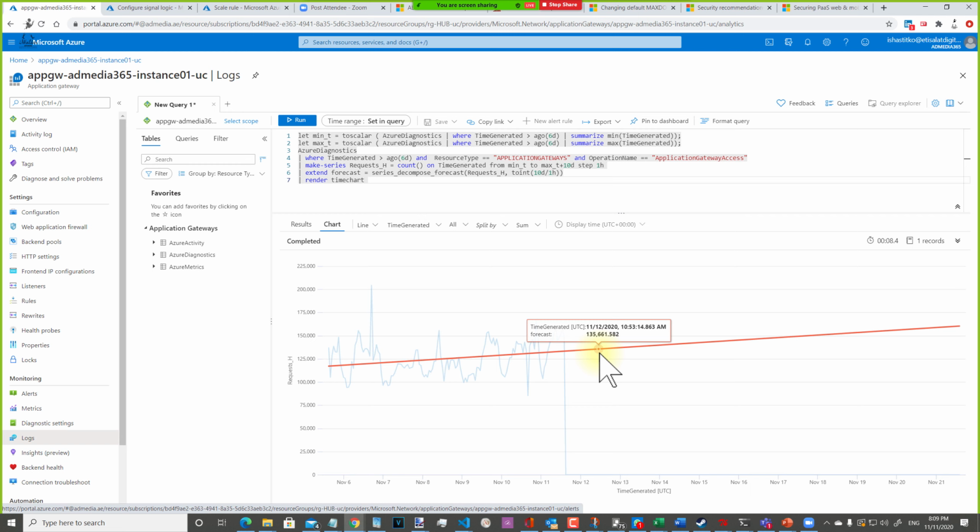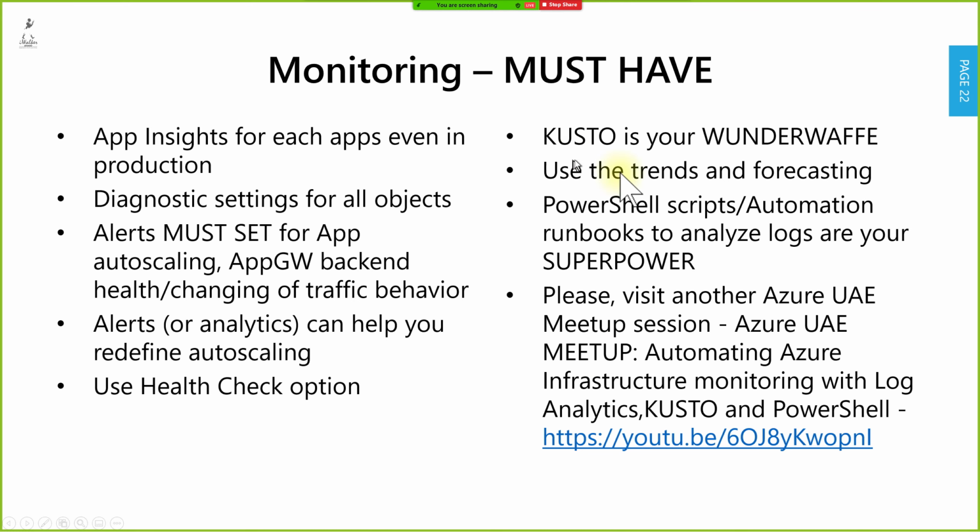We will add additional instances, and the same for deleting additional basic instances. So we are not talking about auto-scaling. We are talking about the number of basic instances of the application gateway itself, so we can manipulate this with the cluster. And we have the scripts. If you look for PowerShell scripts, if you know about automation runbooks, it's your superpower.